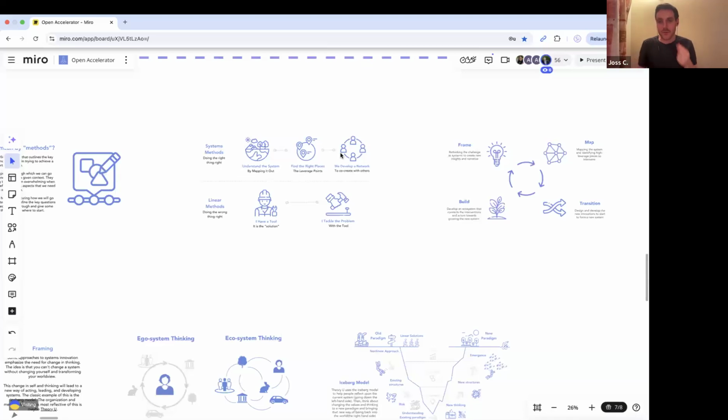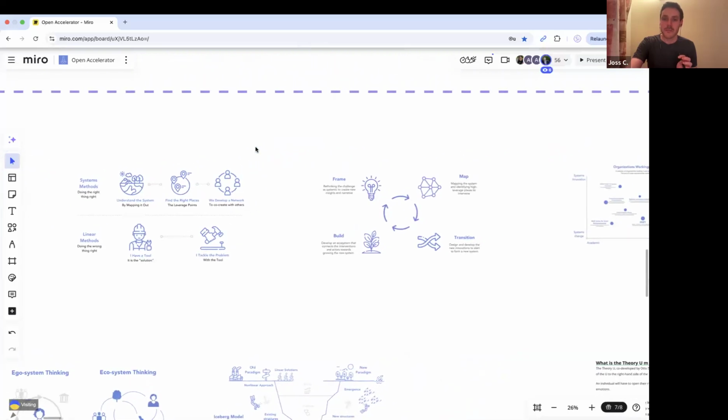It takes time. If we're new to this, it takes a lot of time to move away from linear thinking. We are so conditioned with that. It takes a long time for us to get used to a different way of doing things.